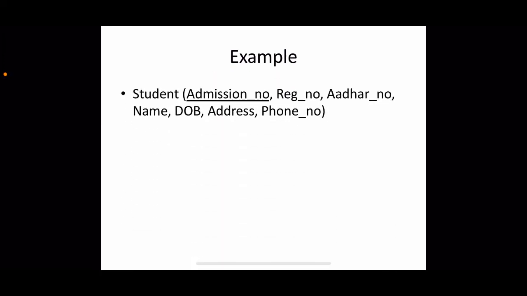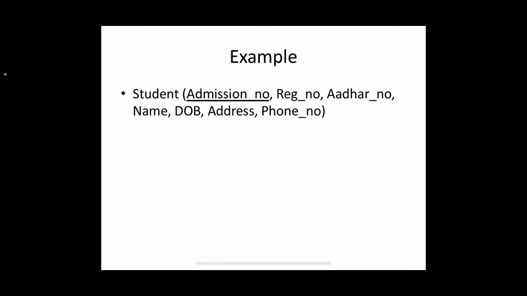Let us take one more example, a student relational schema. Student is a schema with these attributes: admission number, register number, Aadhaar number, name, date of birth, address, phone number, etc. If we analyze this relation, we have a set of possible keys, right? Admission number can be treated as a key, register number can be treated as a key, Aadhaar number also can be treated as a key, right? So three possible candidate keys are there.